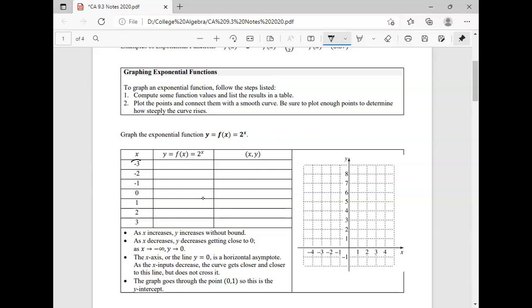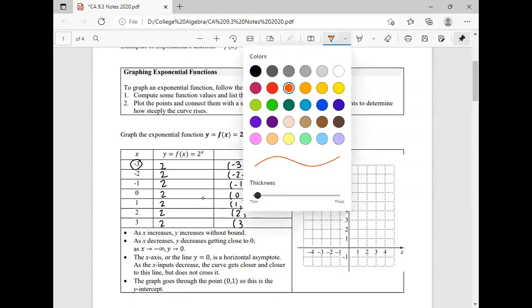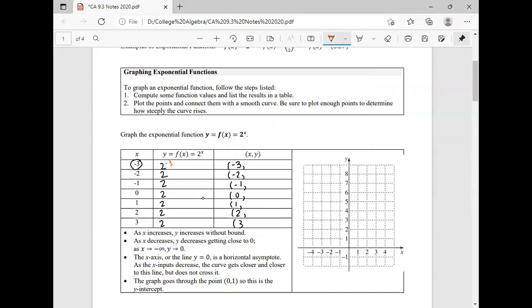So they're telling us every time what our X value is. I'm going to go ahead and just put this down over here. Okay, and so every time they're saying they want us to raise 2 to whatever power they've got for our X. So 2 to the negative 3, 2 to the negative 2, 2 to the negative 1, 2 to the 0, 2 to the first, 2 to the second, and 2 to the third.